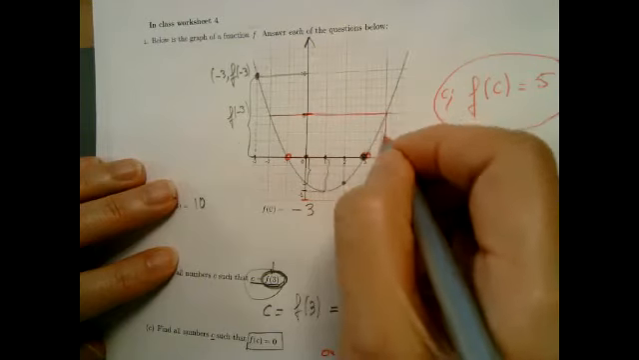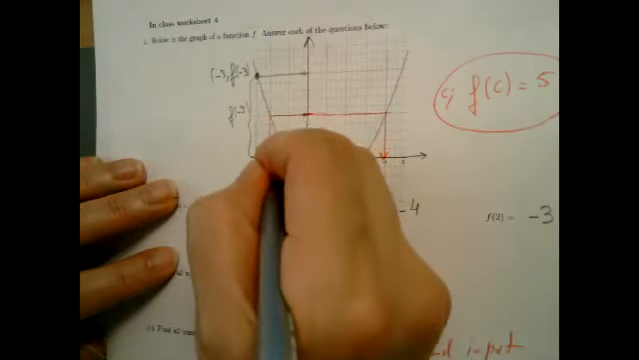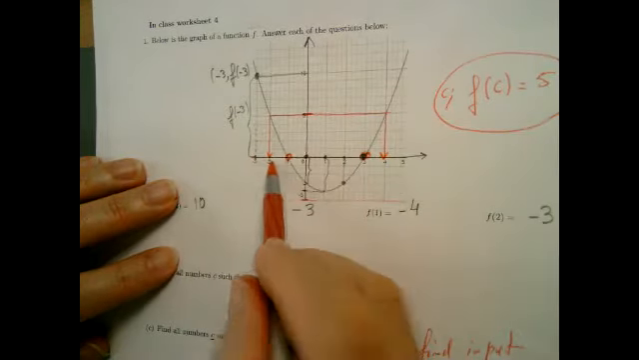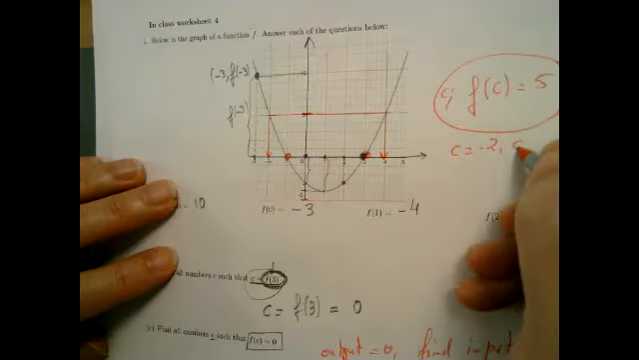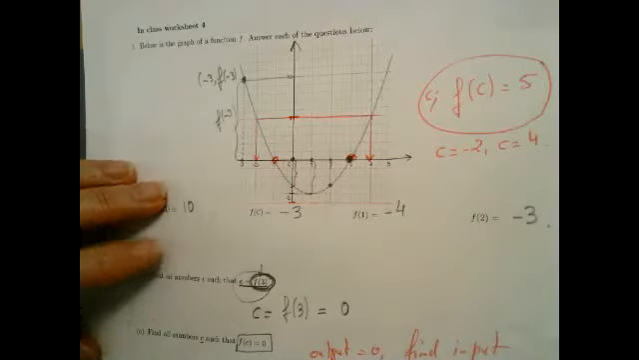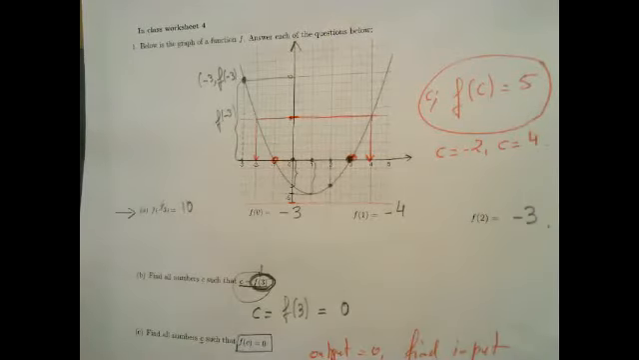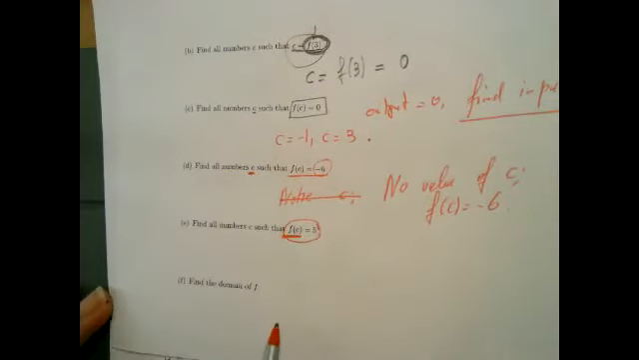So these are the inputs. So this is one input, it's a 4. And that's another input, which is -2. -2 and 4, those are 2 different inputs that are giving me the same output of 5. Okay, there are different inputs that give me the same output of 5. Now my last question is, what's the domain of f?